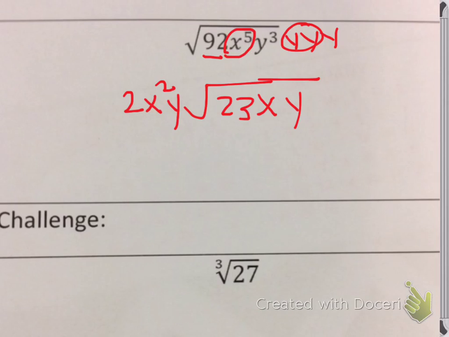The same thing happens on this other one, the cube root of 27. I happen to know that 27 is 3 times 3 times 3, and I need a group of 3 to bring it out, so my answer is just going to be 3.